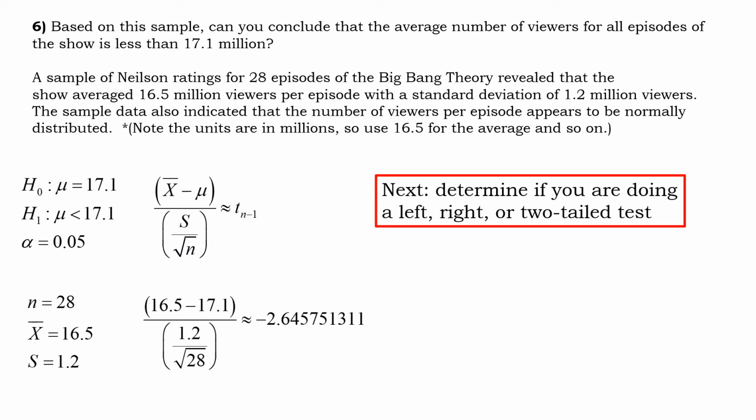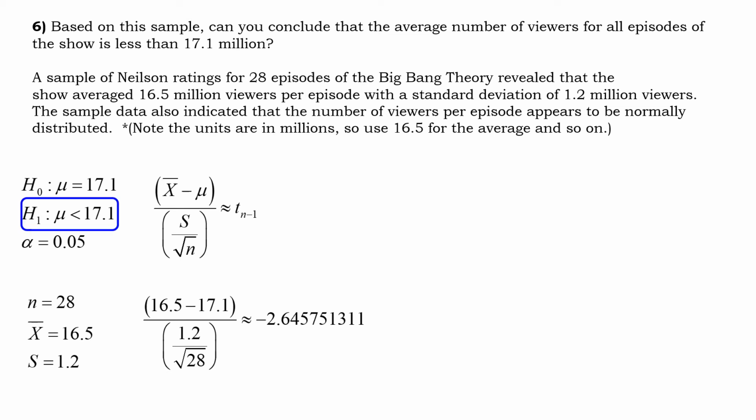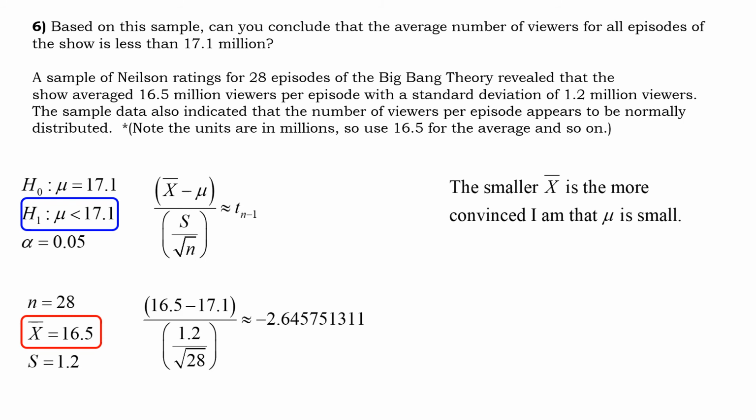Okay, we have to decide if this is a right, left, or two-tailed test. We're trying to be convinced that the mean average rating is less than 17.1 million. We look at the sample ratings we have. We have some evidence that the average might be less than 17.1. We have to decide if that's convincing enough or not. That's why we have to do the full formal hypothesis test.